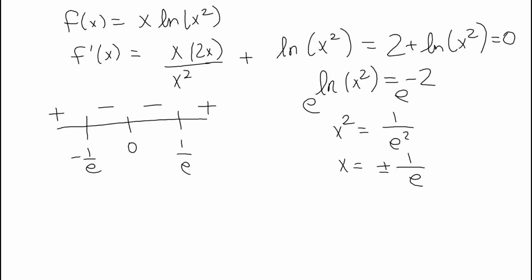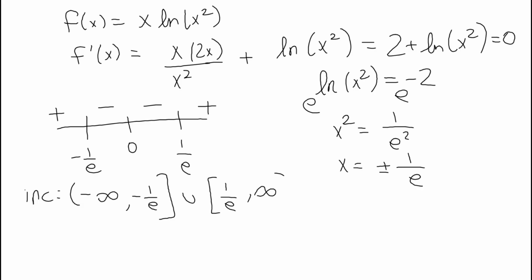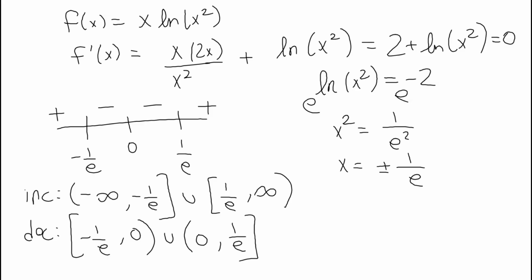So we're going to be increasing from negative infinity to negative 1 over e. And then we're going to be increasing again from 1 over e to infinity. And we're going to be decreasing on negative 1 over e to 0. This time we're going to put the parenthesis there, even though the College Board normally likes brackets, because our function isn't actually defined at 0. And then again from 0 to 1 over e.